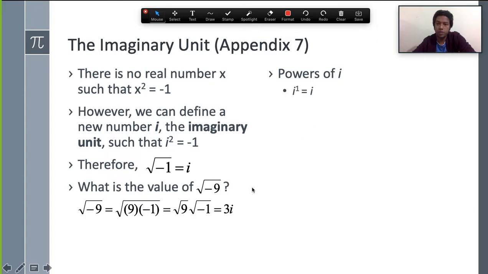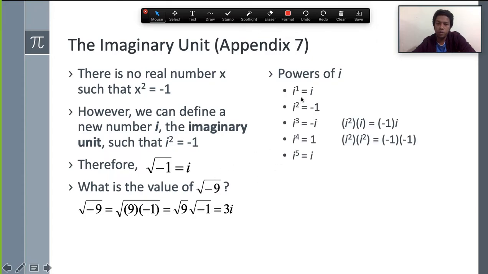Power of i. If we try to work with the powers of i, how does it work? i to the power 1 means i, because power 1 does not change anything. Then i squared equals -1, that's the definition. i cubed equals -i. How it happens is given here. i cubed means i squared times i. So i squared means -1 times i, so we get -i. i to the power 4 equals 1, because i squared times i squared means -1 times -1, and -1 times -1 means 1.